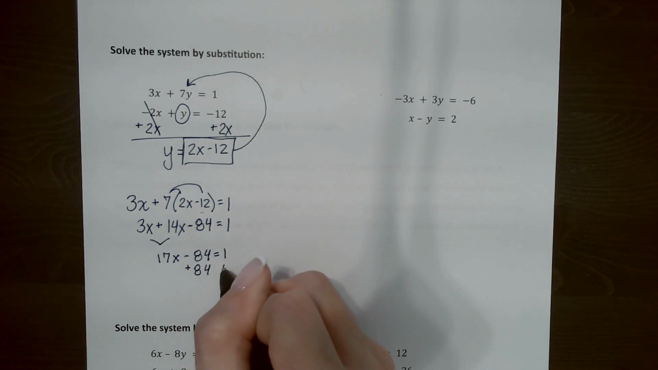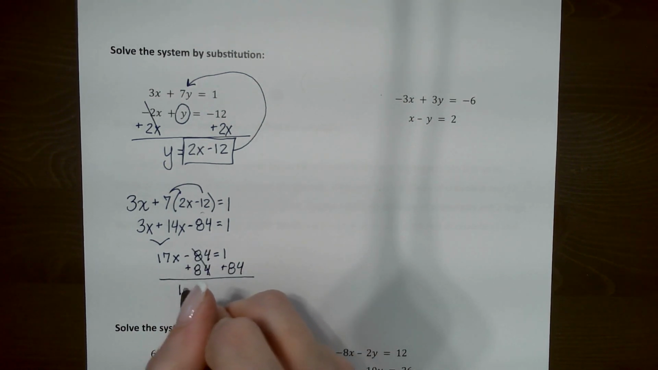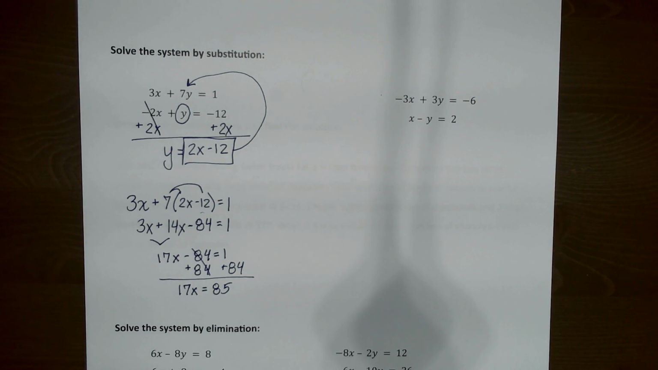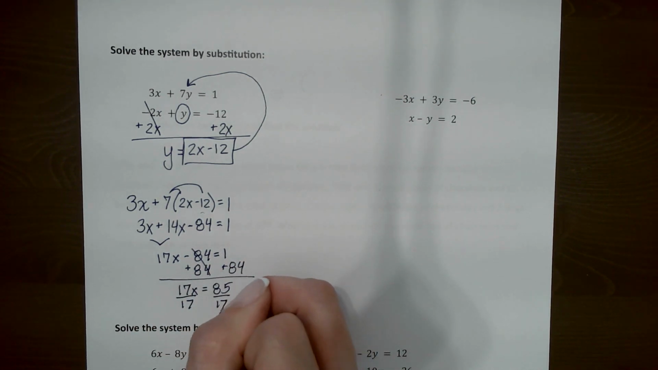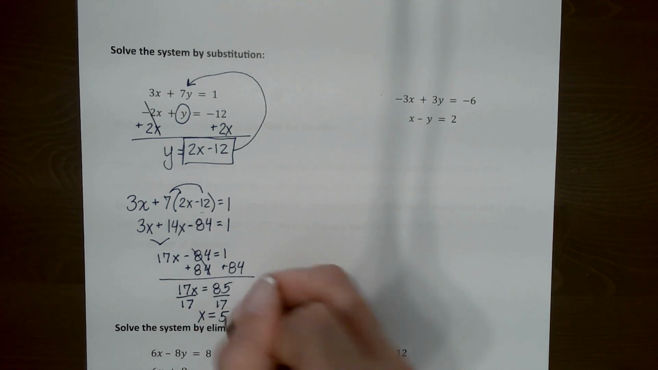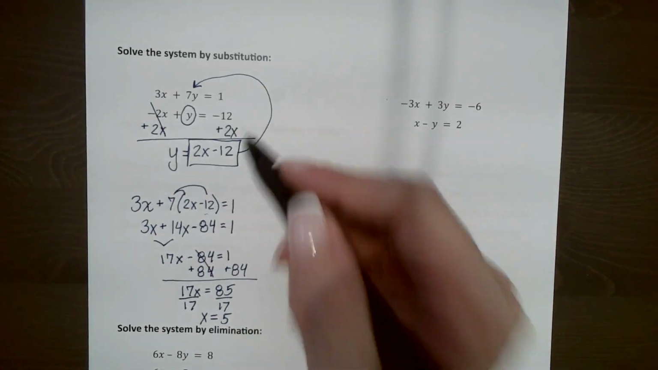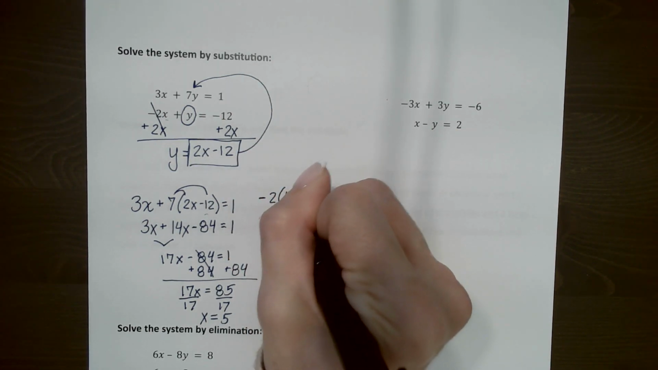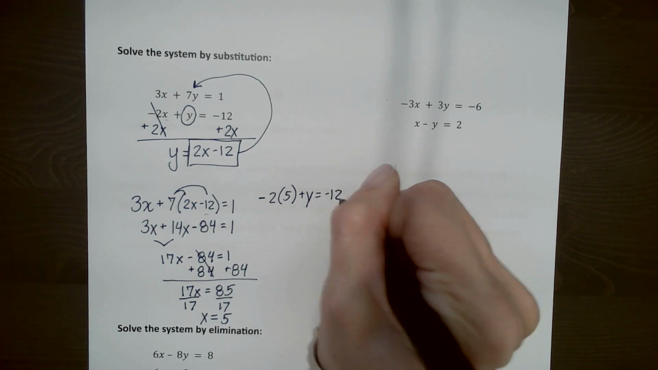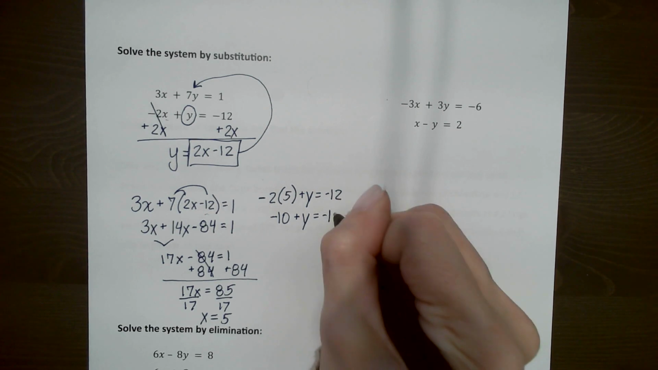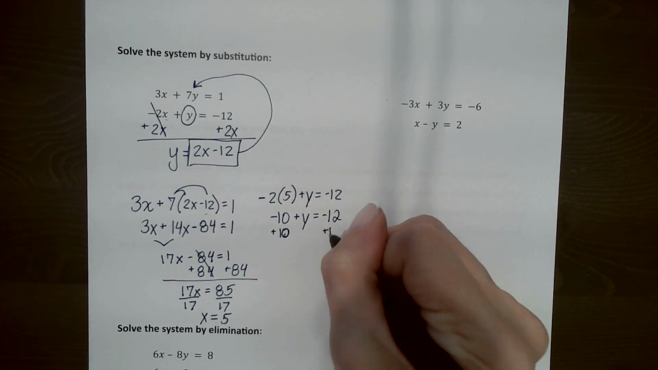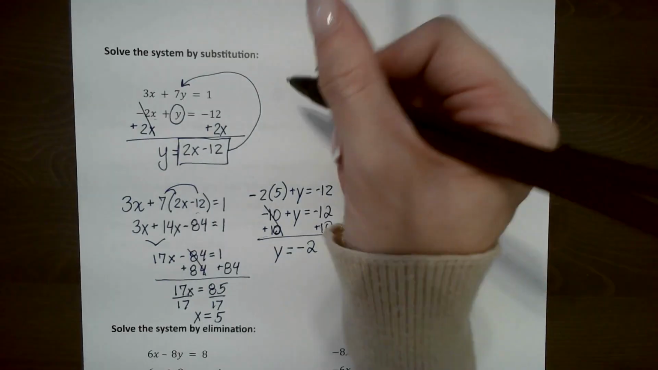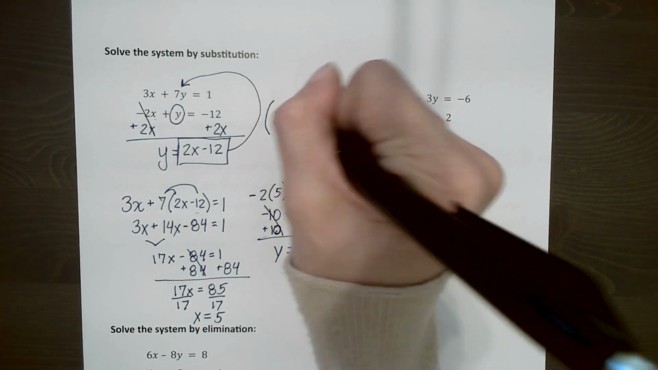I'm going to add 84 to both sides. We get 17x equals 85. And then when I divide 85 divided by 17, we get x equals 5. Now that we know what x is, we're going to plug it into one of our equations. I'm going to use my second equation just because I haven't used it yet. So negative 2 times 5 plus y equals negative 12. So negative 10 plus y is negative 12. Let's add 10 to both sides to cancel that out on the left. And we get y equals negative 2. So our solution for this system would be 5, negative 2.